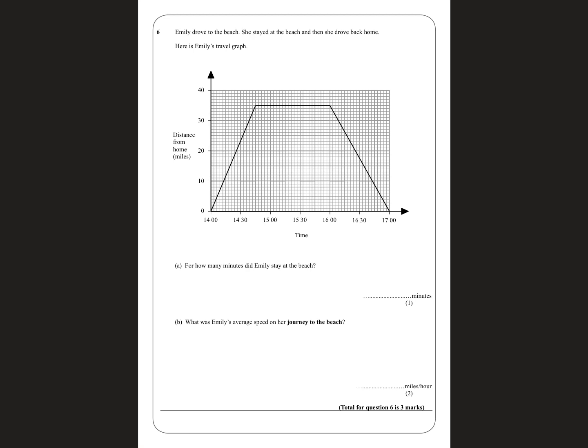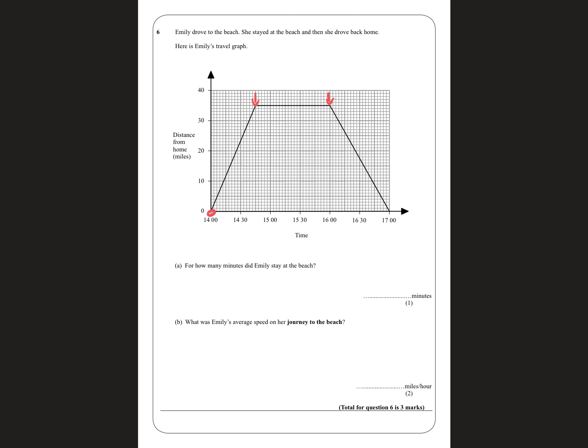So it says here, for how many minutes did Emily stay at the beach? So we have the first part of her journey here. So she's 0 miles from home. Then she travels up to this point, which she is now 35 miles from home. Then the distance doesn't change. It's staying at 35 to this point. So this is the number of minutes she's actually stayed at the beach. She hasn't moved anywhere. She hasn't gone any further from home or any closer to home.